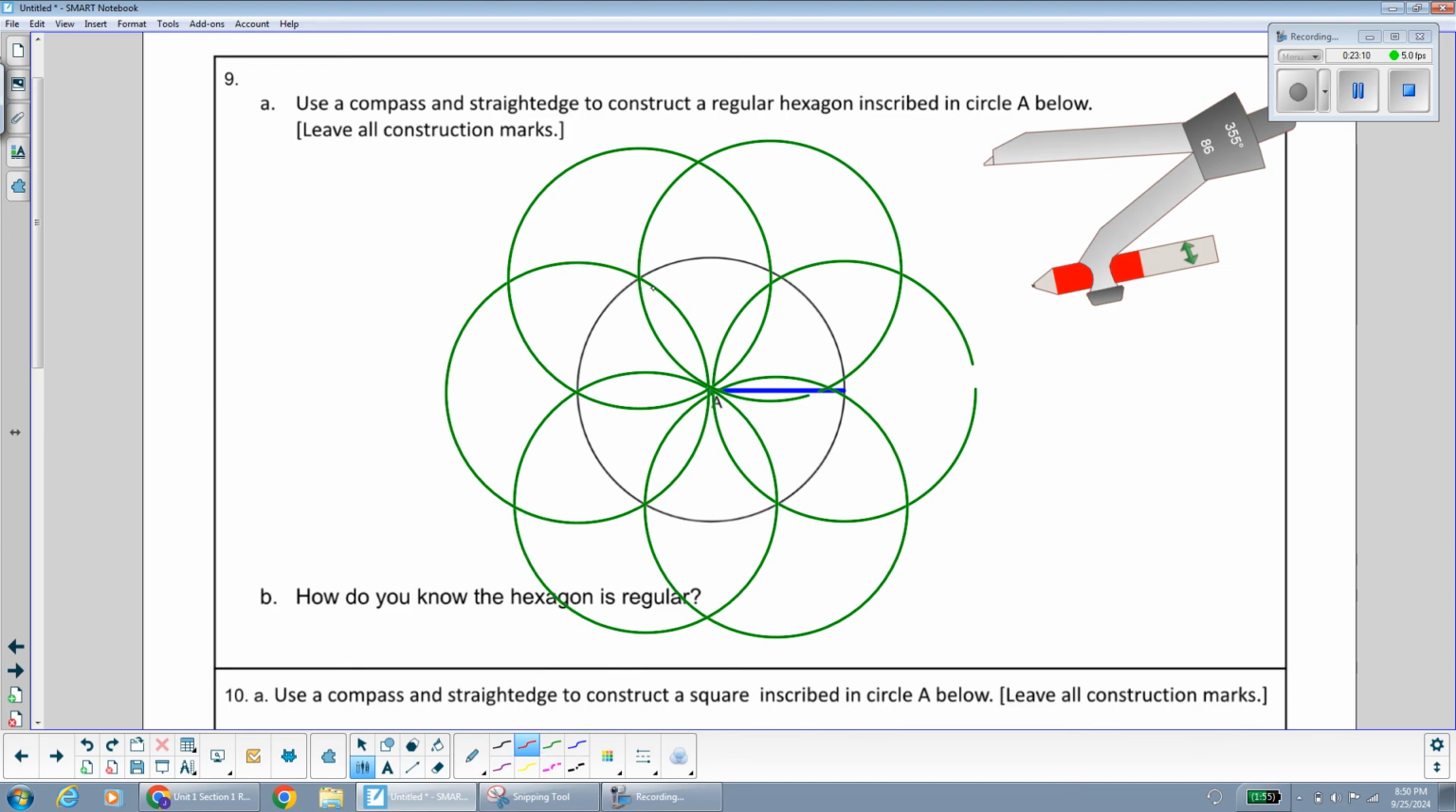We have 6 intersection points. You could think of them as the flower petals. And if you connect all 6 of them together with your straight edge, you'll end up with a regular hexagon. We know that it's a regular hexagon because we created it with 6 equally sized circles. All of the circles that we created had the same radius. So that ensured that all the sides were equal.